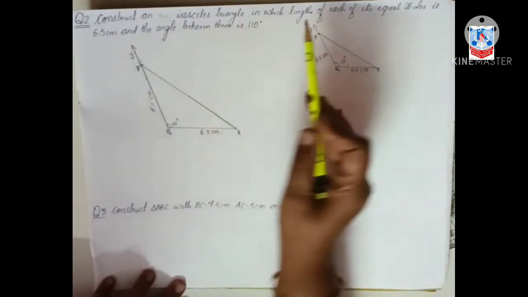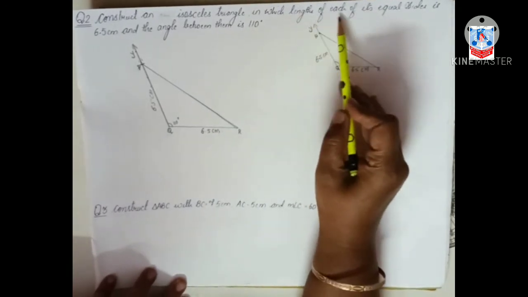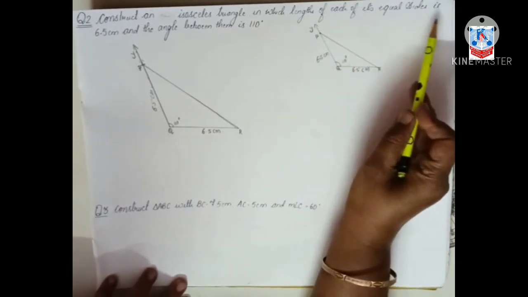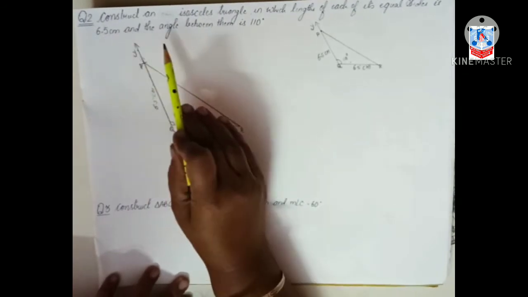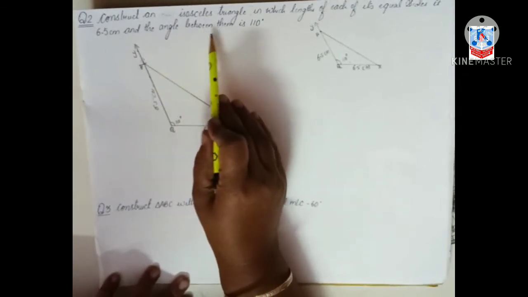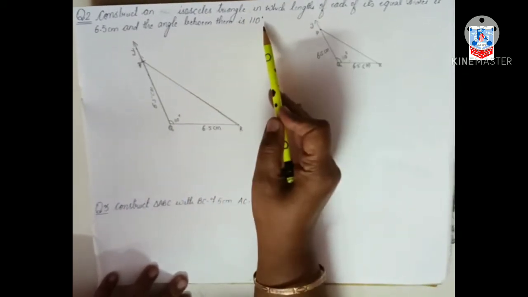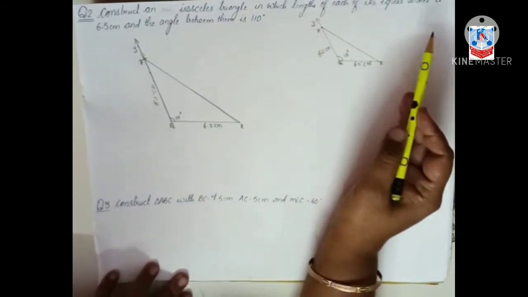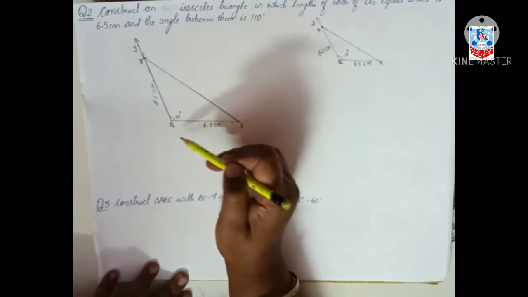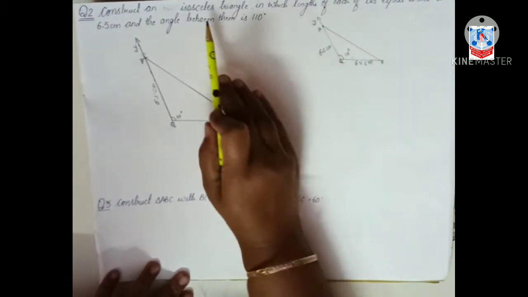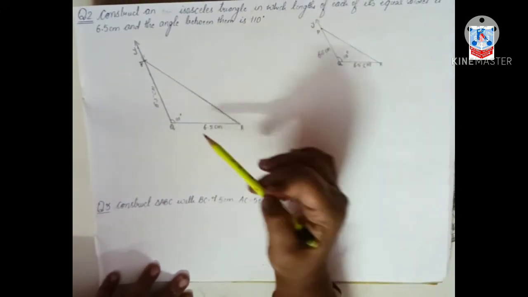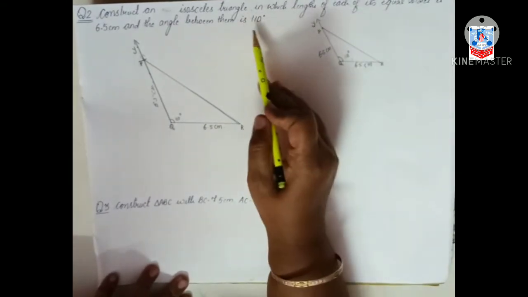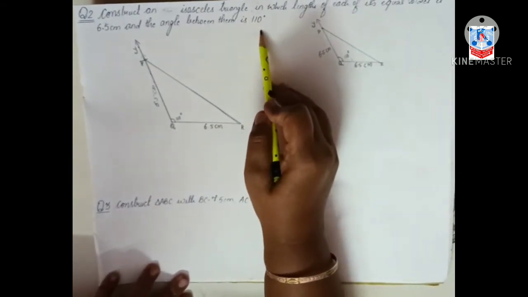Question number 2. Construct an isosceles triangle in which the length of each of its equal sides is 6.5 centimeter and the angle between them is 110 degree. Now no name is given. So let us give the name PQR. Now see, isosceles triangle. Two sides equal and the angle between them is 110 degree.